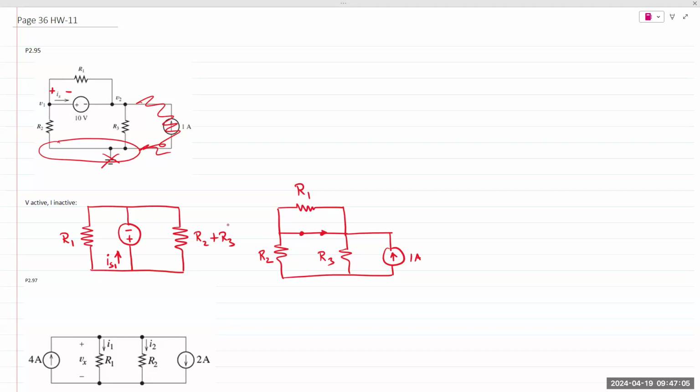What do we see? Current source is active, voltage source is inactive. Voltage source is replaced with a short. That short circuit or that wire is in parallel with a resistor R1.